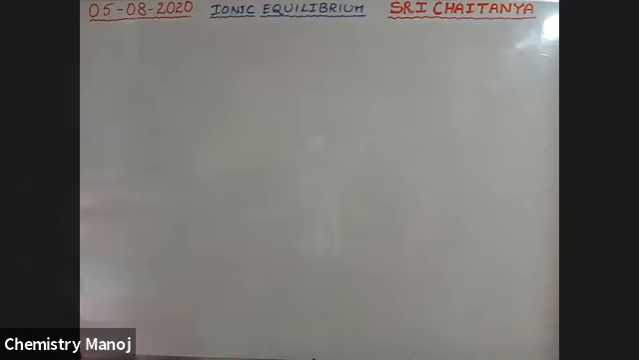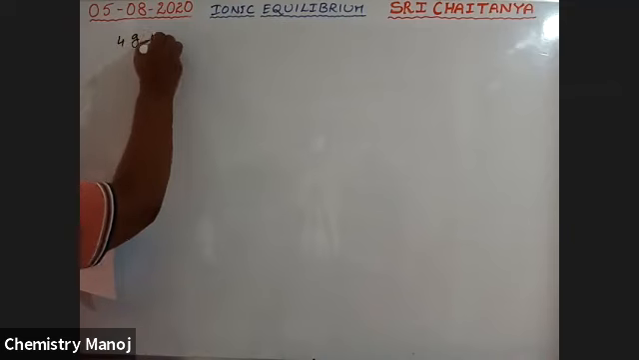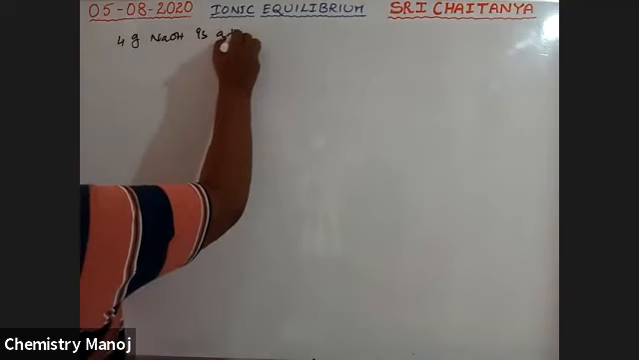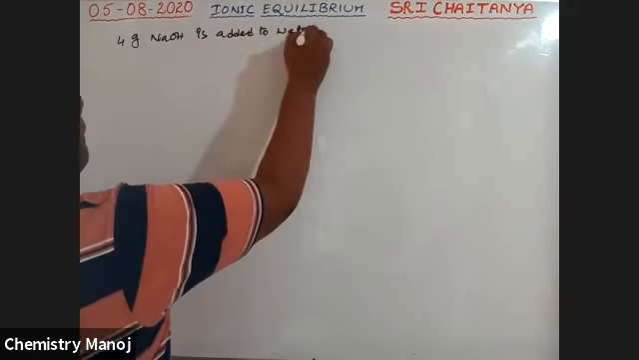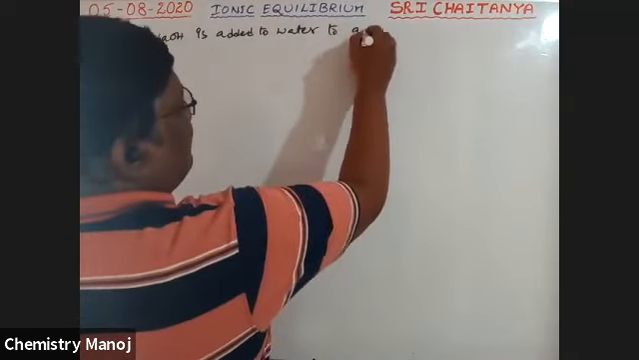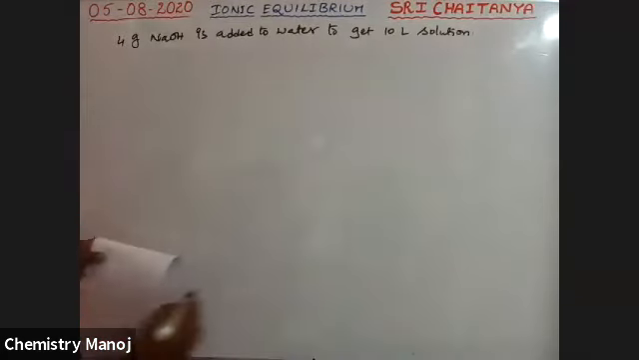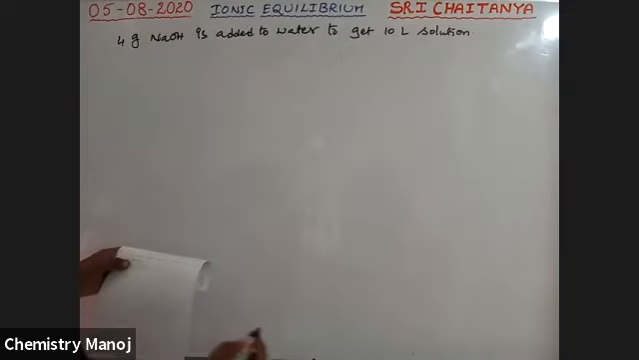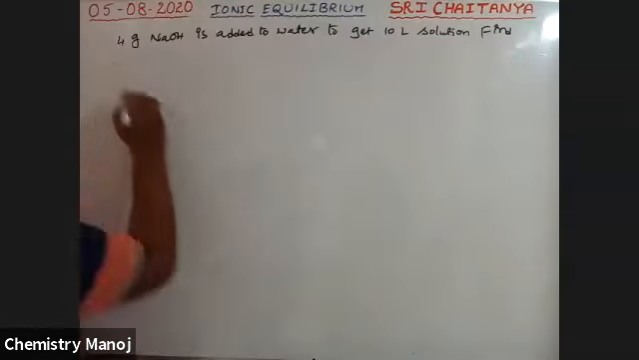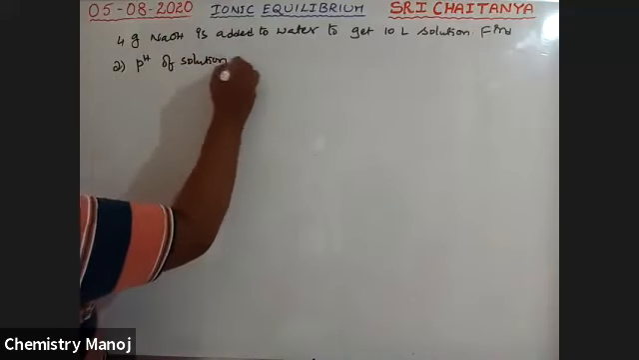See boys, 4 grams NaOH is added to water to get a 10-liter solution. Find the pH of the solution. A, the pH of the solution.